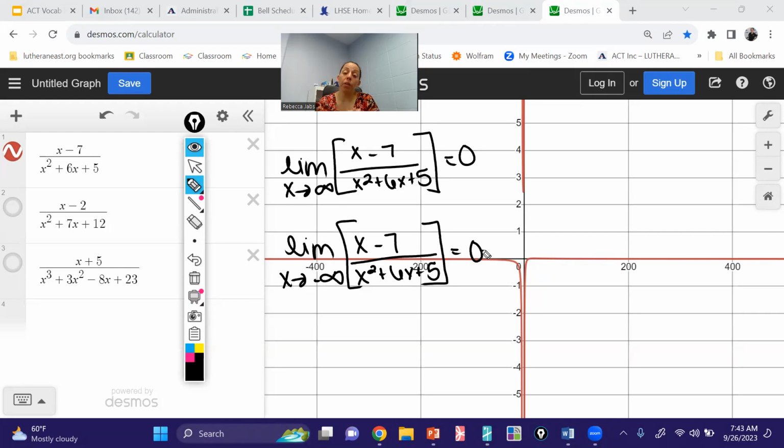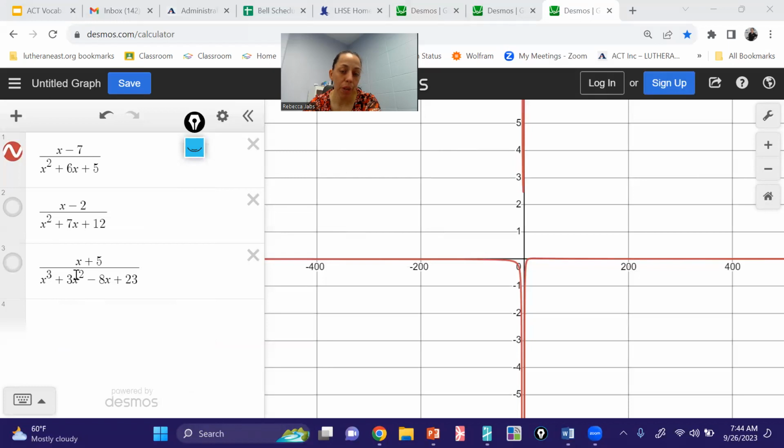Excuse me, the y equals 0 line on the x-axis. I said that a little bit backwards. So same thing, plug in those other 2, see what you get.